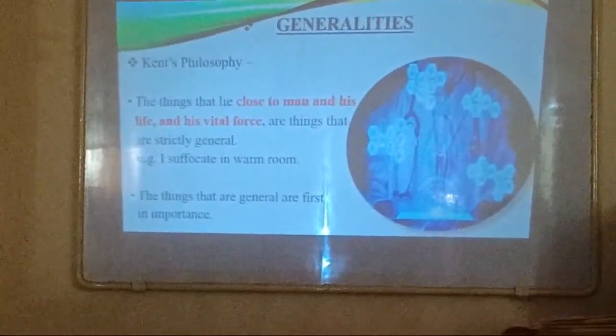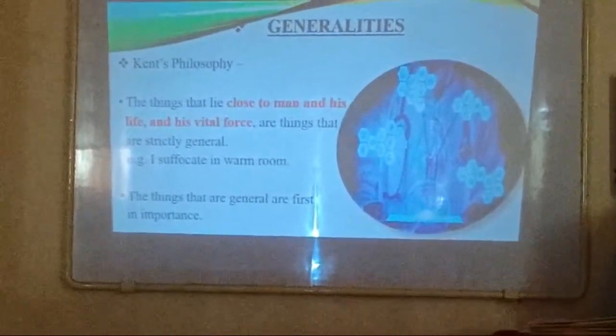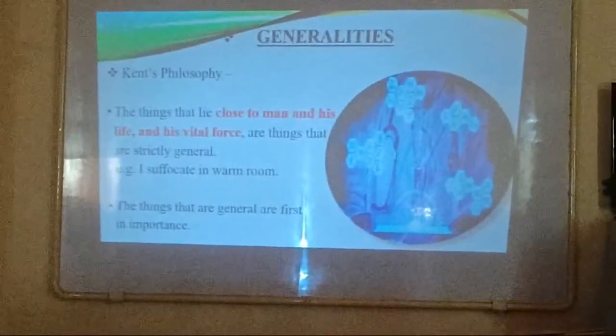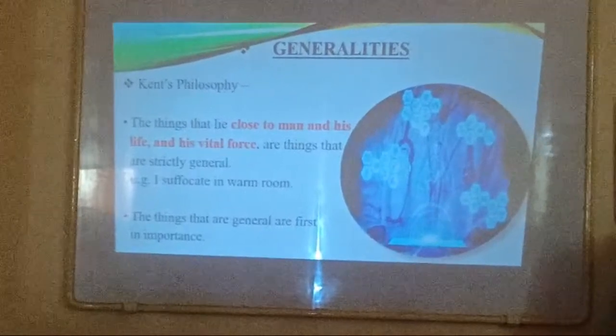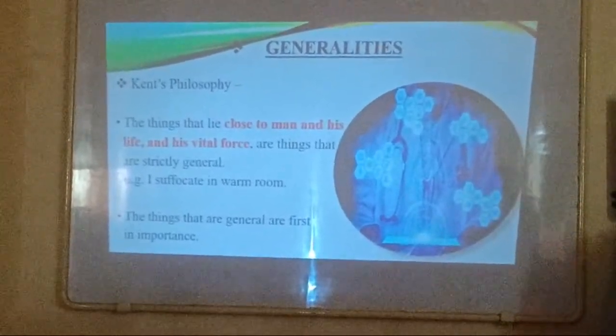Generalities. Can you tell me what is the importance of the Generalities chapter of Kent's repertory, and why is the Generalities chapter arranged as the last chapter of Kent's repertory?